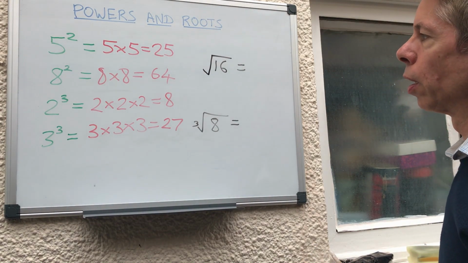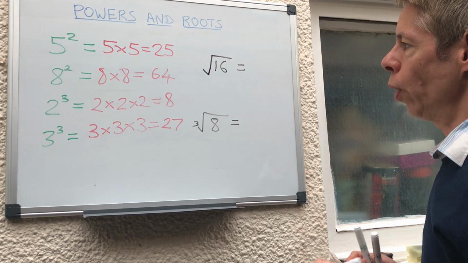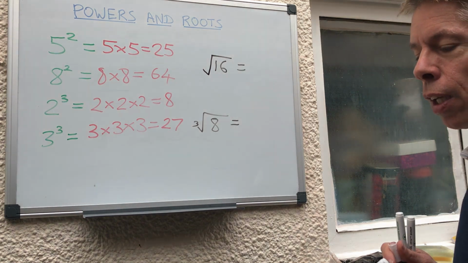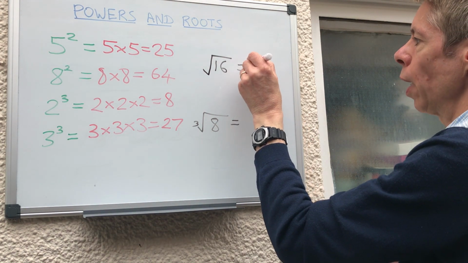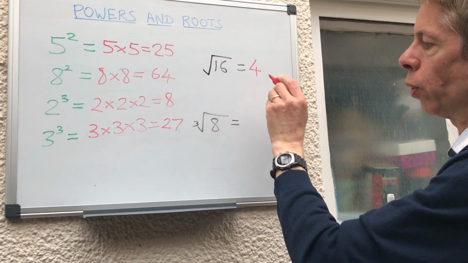Okay, so square root of 16. What number would you multiply itself to give 16? Multiply by itself to give 16. So obviously you need to know your factors and your times tables. You would know that 4 times 4 gives 16. So the square root of 16 is 4.